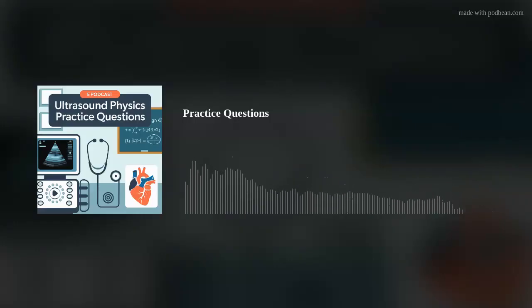Can you remind me what hypoechoic means again? Hypoechoic structures are just structures that produce weaker echoes compared to the tissues around them. They look darker on the image because those weaker echoes are represented by darker shades of gray. So it's all relative to the echogenicity of what's around it.